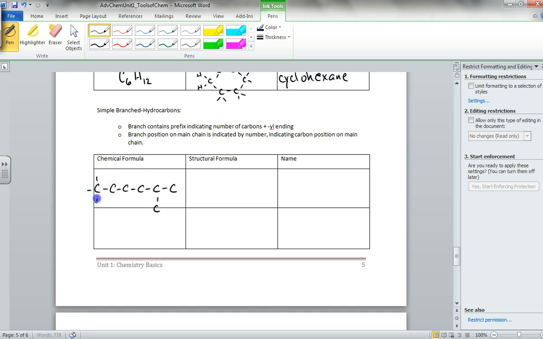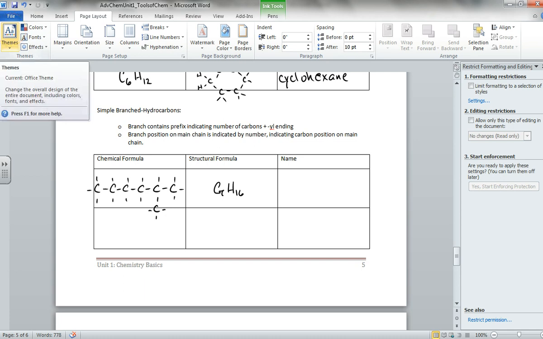Now, as I said before, we can simplify our structure. We know that there has to be a total of 4 bonds off of each carbon. And in this case, since it's a hydrocarbon, all of them are going to be hydrogens, and it would be a little complicated to draw all of the hydrogens in there. And actually what I've done is I've drawn the structural formula into the chemical formula. So this should be C7H16.